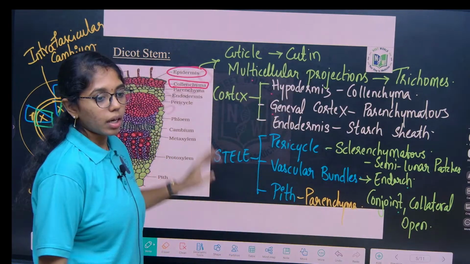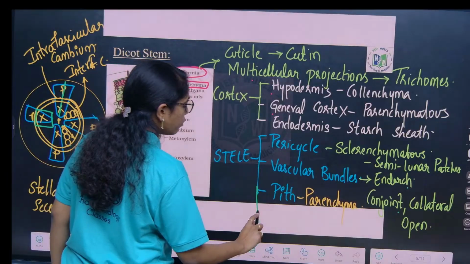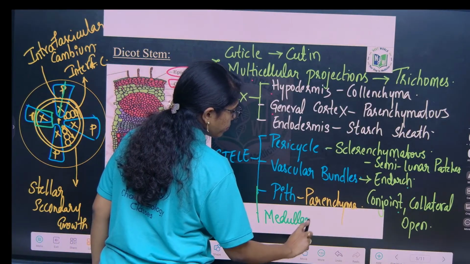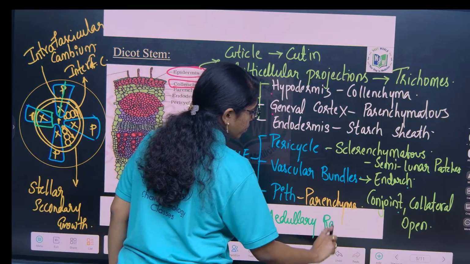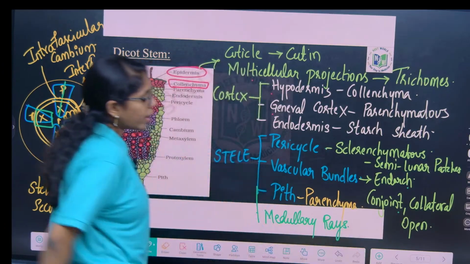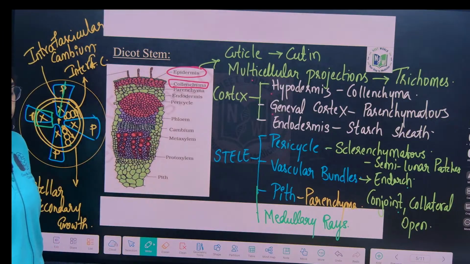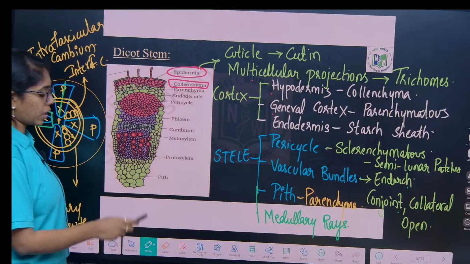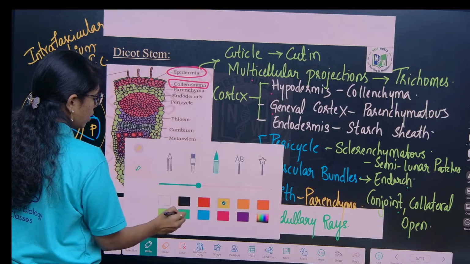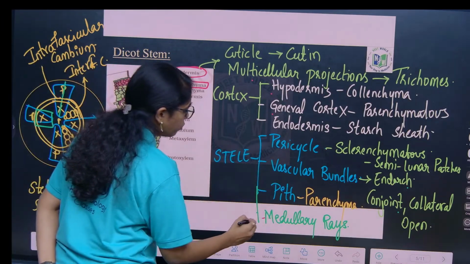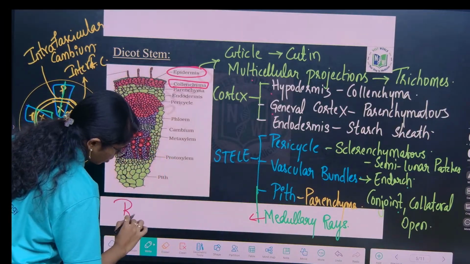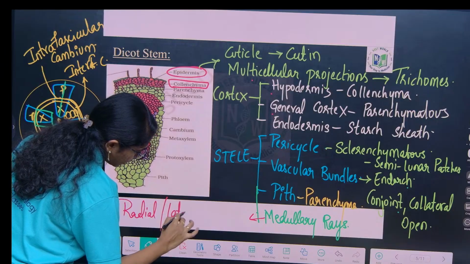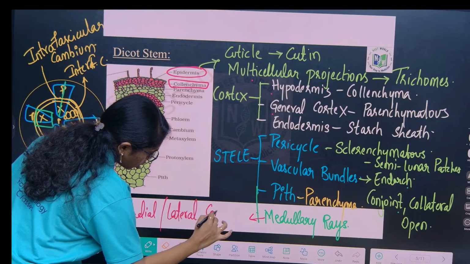Along with pith, in stem you also have medullary rays which promote radial or lateral conduction of water.